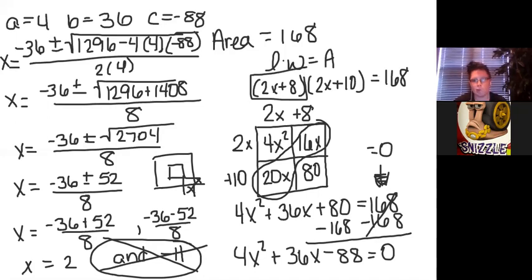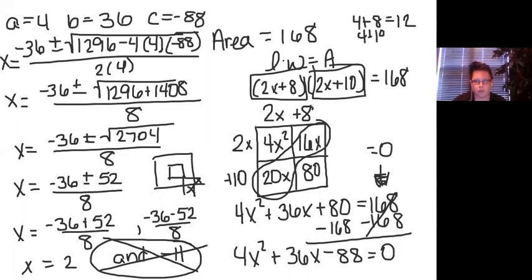So I do 2 times 2 is 4. 4 plus 8 is 12. So that's one side. 2 times 2 is 4. 4 plus 10 is 14 is the other side. So one length was 14, the other was 12. And that's all they wanted you to do.